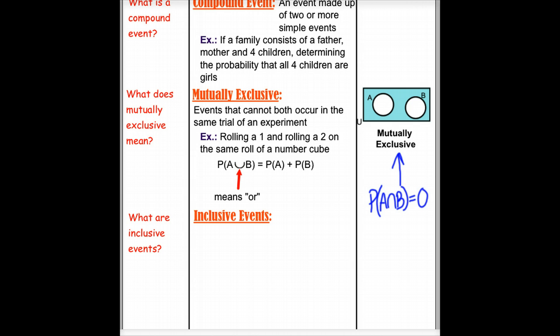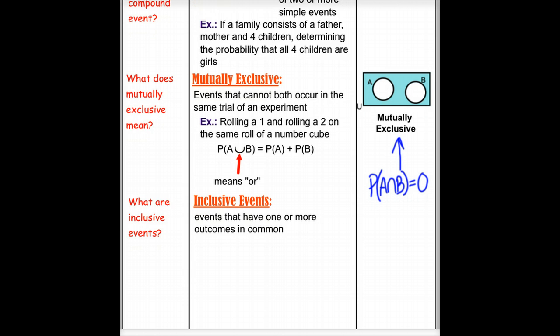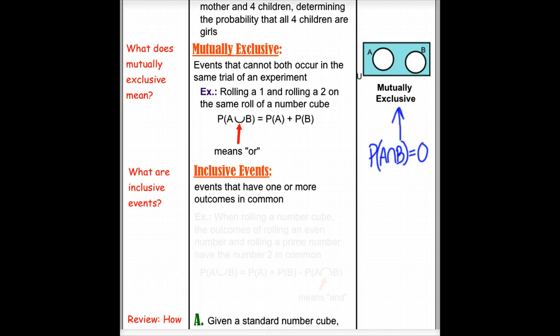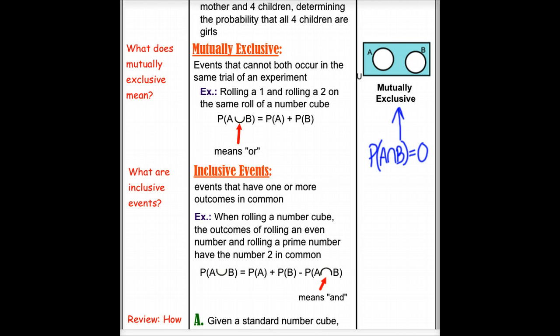we add them together. Inclusive events, on the other hand, are those events that have 1 or more outcomes in common. An example of this would be rolling a number cube. If we want to find the probability of rolling an even number or a prime number, even and prime both have the number 2 in common. So when we look at this, we have the probability of A or B taking the probability of A plus the probability of B, but then we subtract off the probability of A and B.